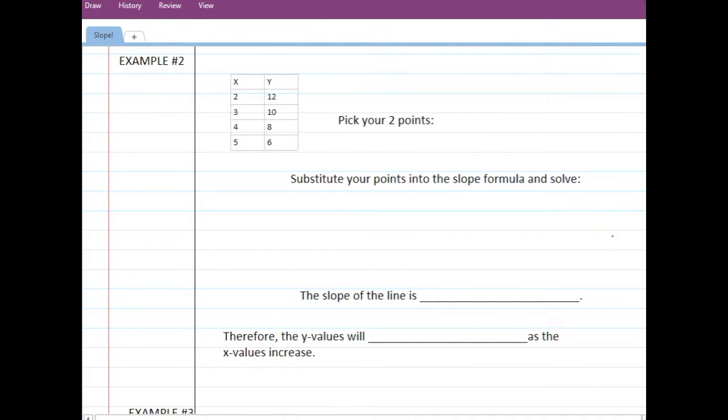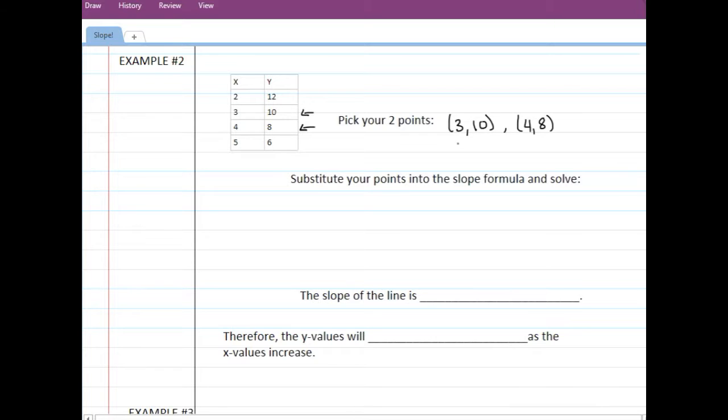We have the same setup. We have our table with the x and y values that make up a linear function. And the first step is to pick your 2 points. For this one, we're going to use 3, 10 and 4, 8, which are right here. 3, 10 and 4, 8. So now we have our coordinates.